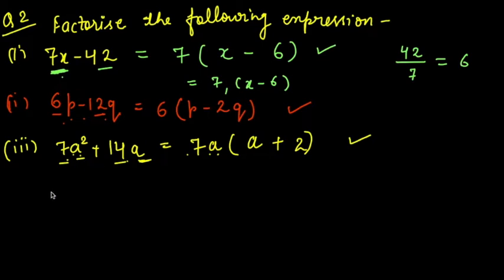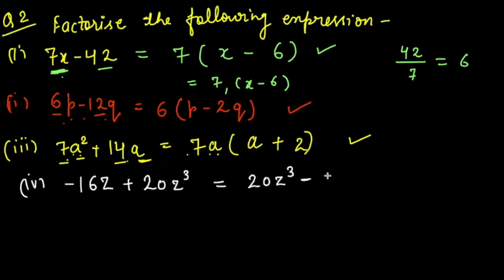Similarly, you have the fourth part, which is minus 16z plus 20z cube. To simplify it, you can write your question as 20z cube minus 16z. Now what is common here? 20 and 16 are both multiples of 4. So if I take 4 common, out of the variable, z cube and z can have z common.